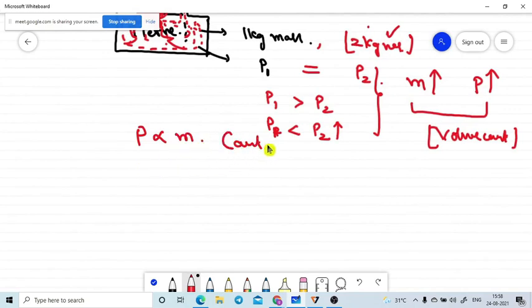One more is Charles law: P is directly proportional to the temperature of the gas at constant volume. Both are stated at constant volume only, right? Can I combine these two?